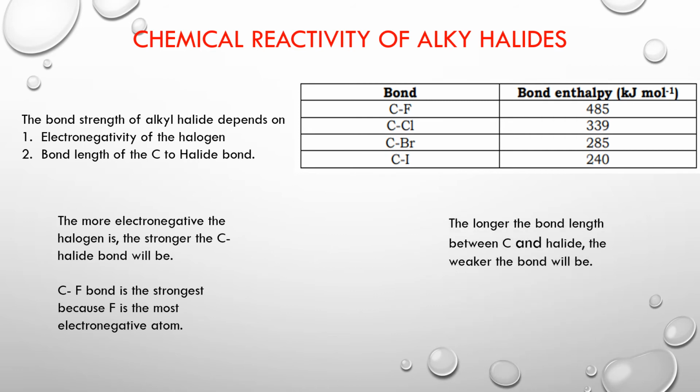Then we look at the bond length. The longer the bond length between the carbon and the halide, the weaker the bond will be. So in this case, when we're looking at the size of the atom going down the group, the atoms get bigger. Therefore, the length of the bond between that atom and carbon will get longer. So, the longer the bond length is, the weaker it is and the easier it will be to break it. So, it will take part in a chemical reaction very readily. It will react very readily.